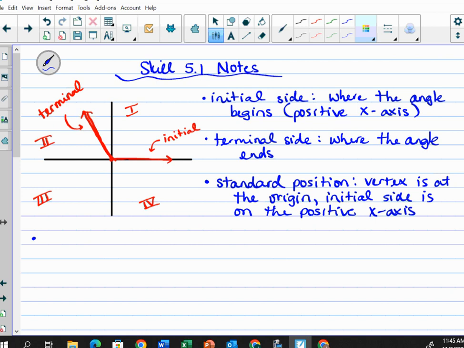So look at my terminal side for the one I drew. Is it on the negative x-axis? Oh, it can be anywhere. It depends on what size your angle is. But the initial side always starts on the same spot. All right, we can have a positive angle. This happens when your angle will travel counterclockwise.